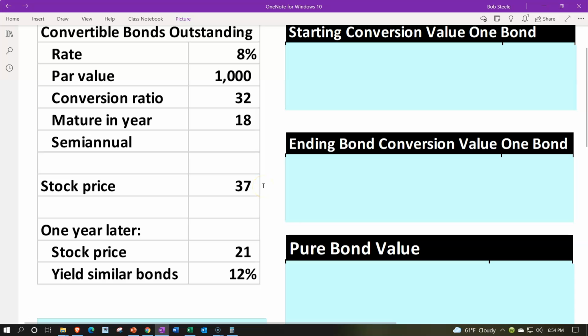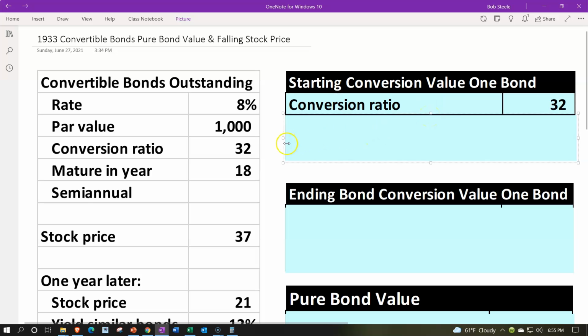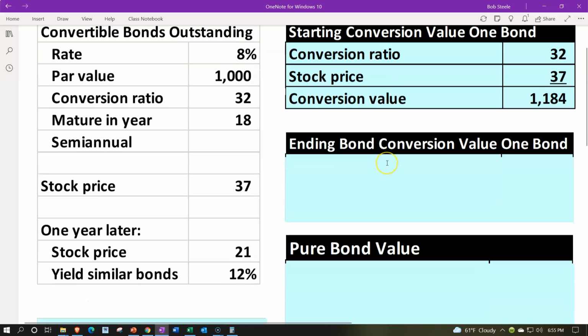We're going to assume that 1 year later, the stock price falls to $21, and the yield for similar bonds is 12%. So let's start off with the starting conversion value for a bond here. We're going to say the conversion ratio is 32, and the starting stock price was 37. So 32 times 37 is going to give us the conversion value of $1,184.